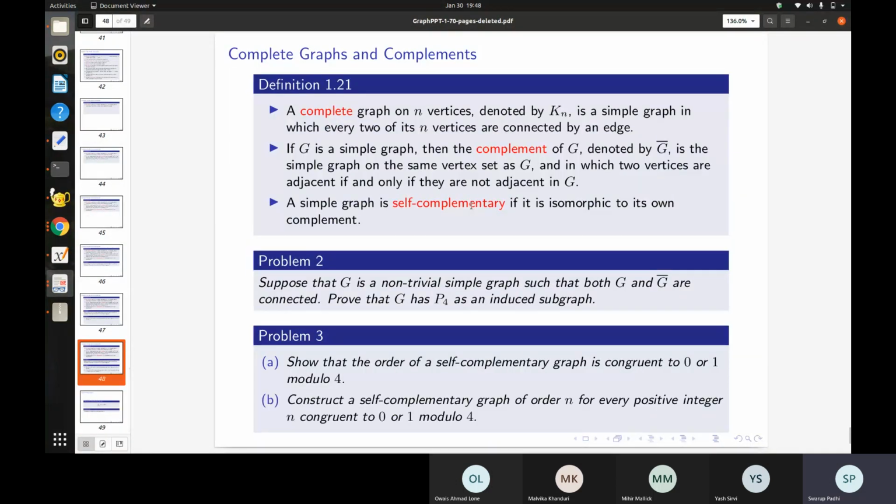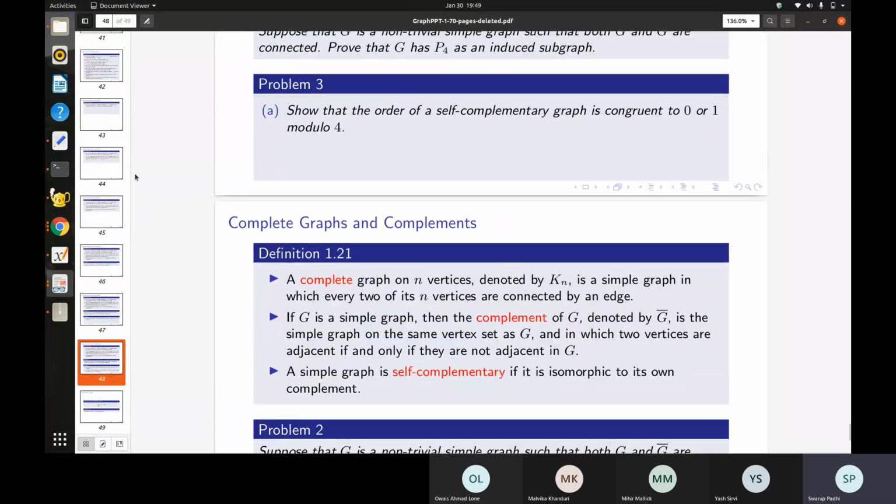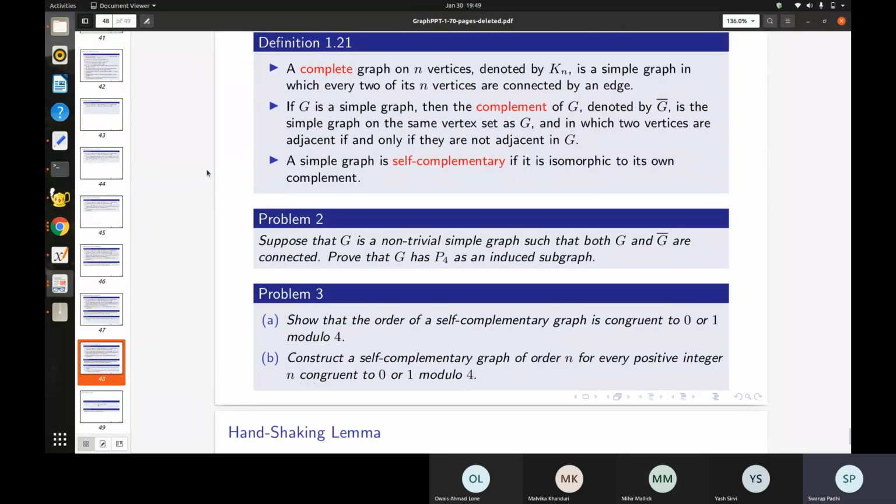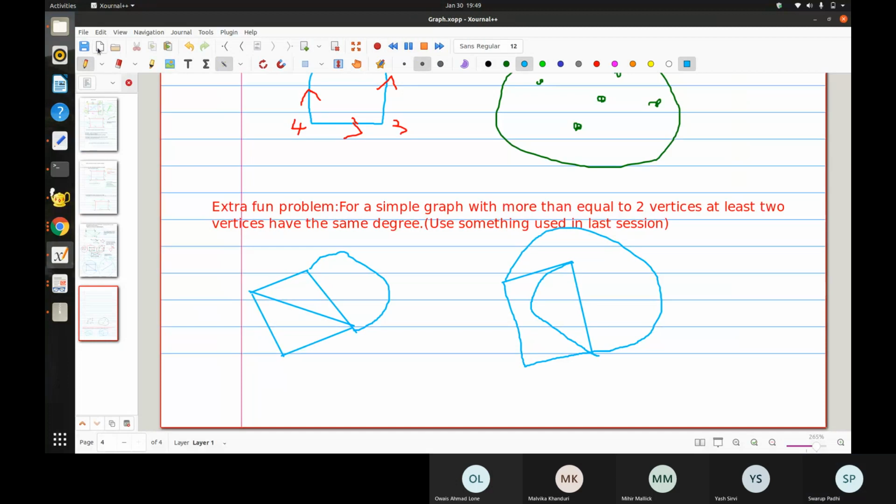So the problems that were there, let's discuss that. Show that the order of a self-complementary graph is congruent to 0 or 1 modulo 4. As you would have seen, order is the number of vertices in a graph. So the number of vertices in a self-complementary graph is congruent to 0 or 1 modulo 4. Before that, let's see one more observation.